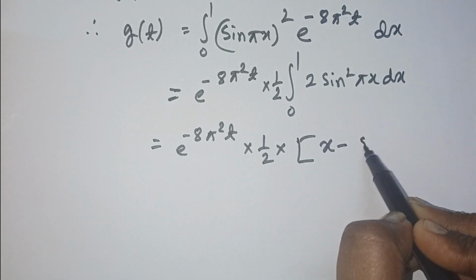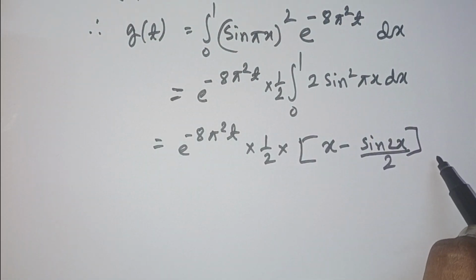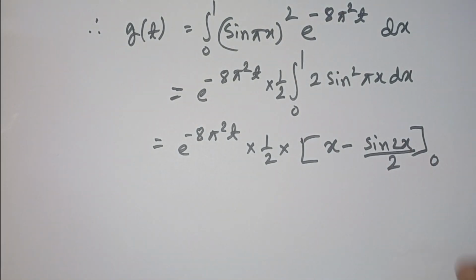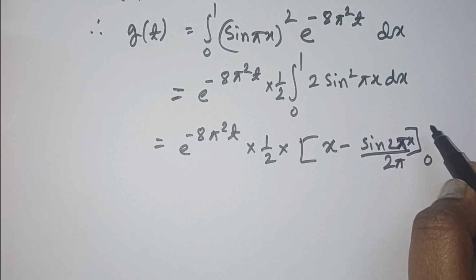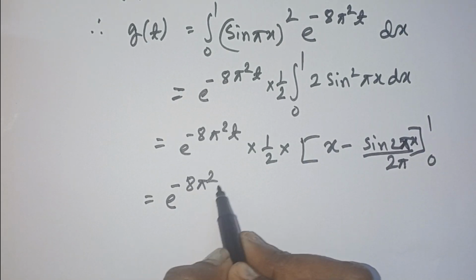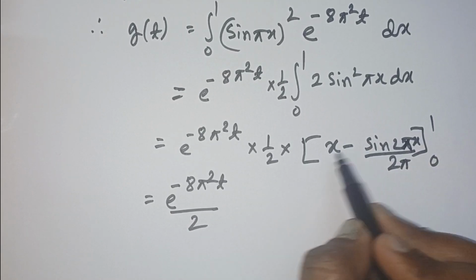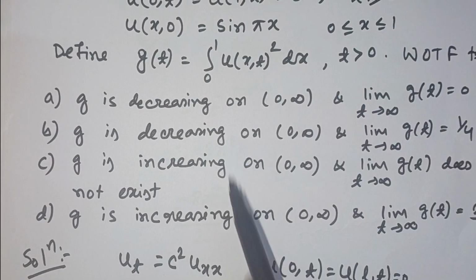minus sin 2 pi x by 2 pi, from 0 to 1, equal to e power minus 8 pi square t by 2, and if we put the limits 1 and 0 then the integral is ultimately 1. So g(t) is e power minus 8 pi square t by 2.